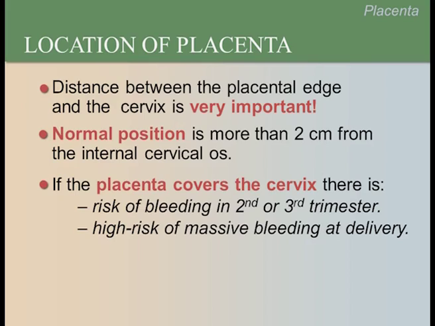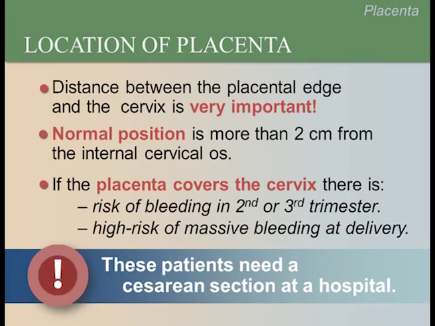If the placenta covers the cervix, there may be bleeding in the second and third trimesters or at the time of delivery, which can threaten the life of the mother. This condition is called placenta previa, and we will discuss it shortly. These patients must be referred for cesarean section to save the life of the mother.